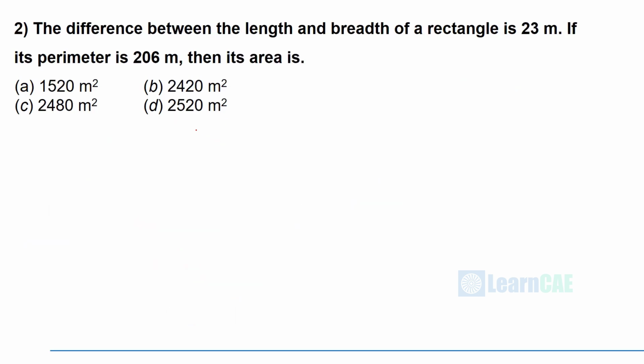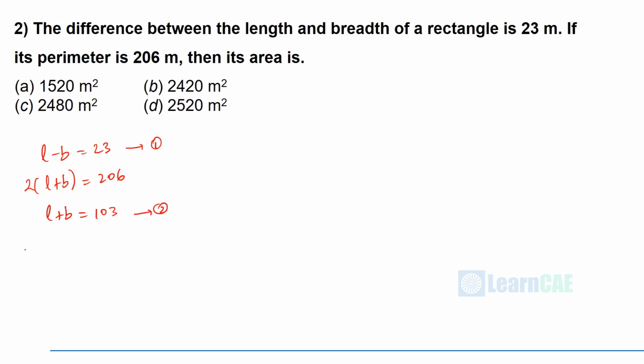The difference between length and breadth of a rectangle is 23 meter. If its perimeter is 206 meter, then its area is? Let me write the values: L minus B is equal to 23 meter. That is the difference between length and breadth. If the perimeter is 206 meter, perimeter is nothing but twice (length plus breadth) is equal to 206. So L plus B is equal to, dividing by 2, we will get 103. So solving these two equations, we will be able to get the value of length and breadth.